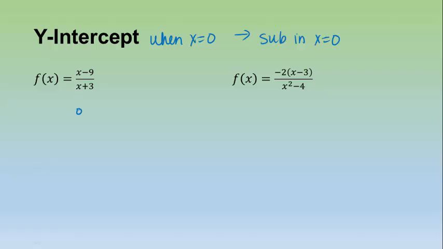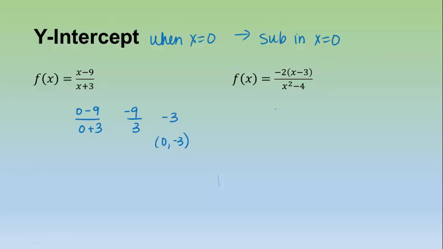So I'm going to go ahead and do that. If I substitute in 0, I get 0 minus 9 over 0 plus 3, which is -9 over 3, which is -3. Once again, I want to write this as an ordered pair because it is a location on the graph that is a single spot. Okay, so it's 0, -3.